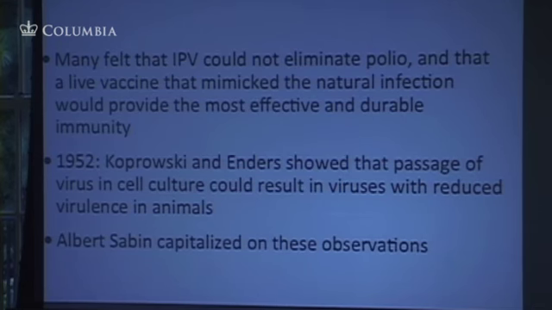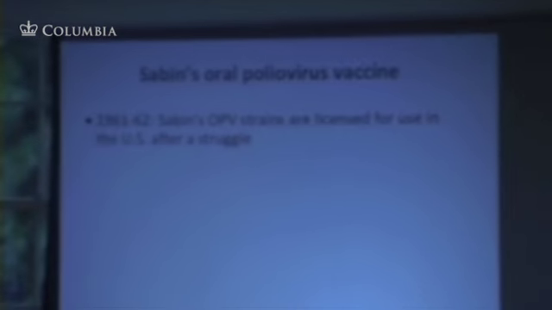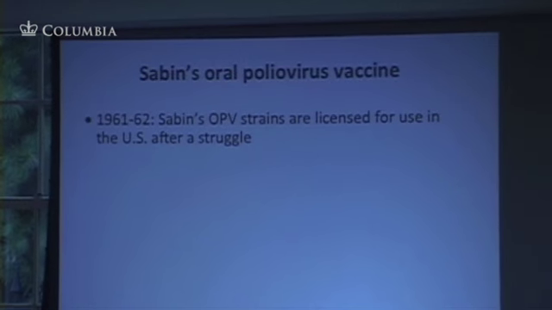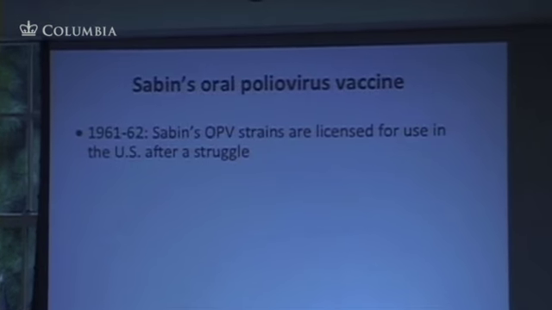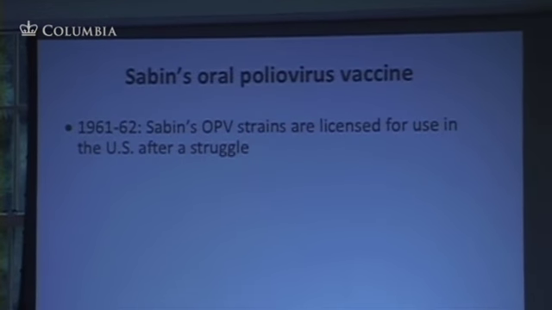So Albert Sabin took advantage of these observations, and he developed what we now call the oral polio vaccine, or OPV, Sabin's vaccine. And of course, he made all three serotypes, as did Jonas Salk, because that's what you need to protect. These vaccines were licensed in 1961. Sabin had a hard time getting them licensed in the U.S. because we had the Salk vaccine already, and the U.S. Public Health Service said we don't need another vaccine.